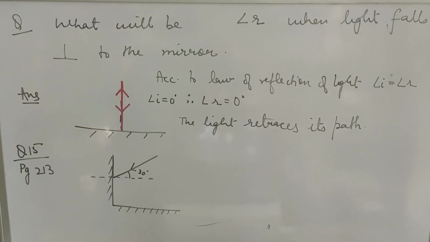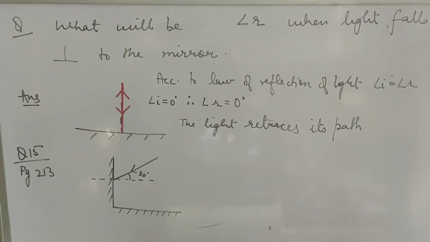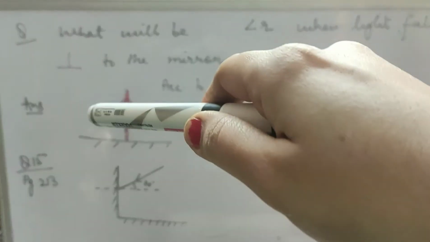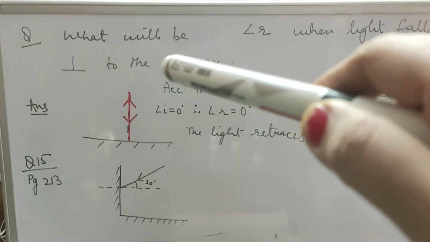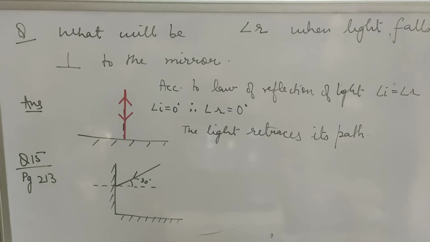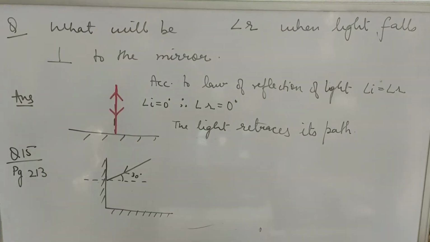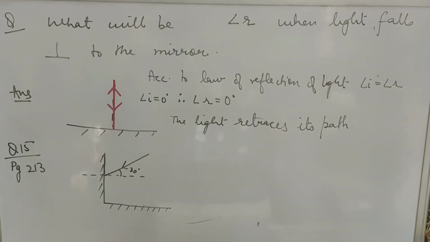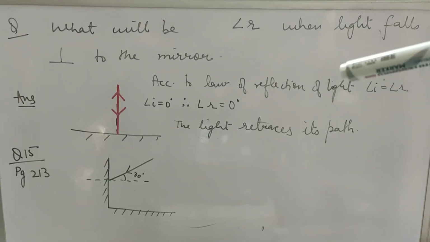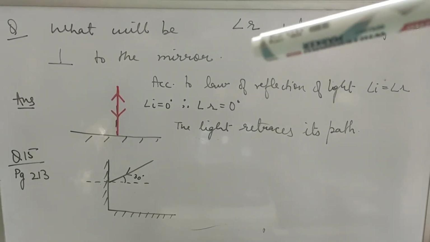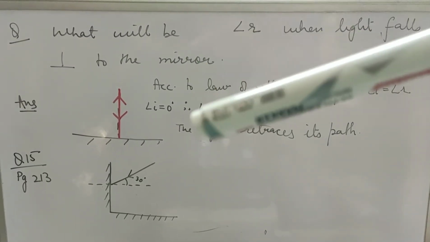So if a light ray is incident perpendicular to the plane mirror, in that case you will observe that the light retraces its path. Because if the light is incident perpendicular, that means the angle of incidence is 0, and if the angle of incidence is 0, then the angle of reflection will also be 0 by the law of reflection of light.